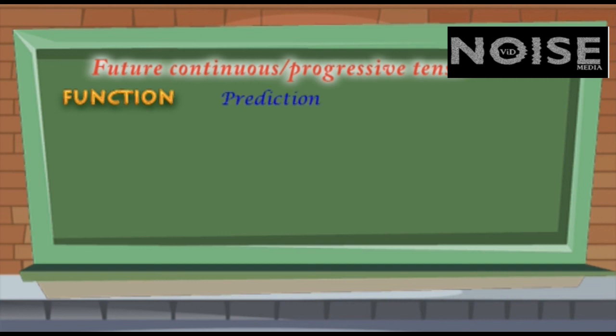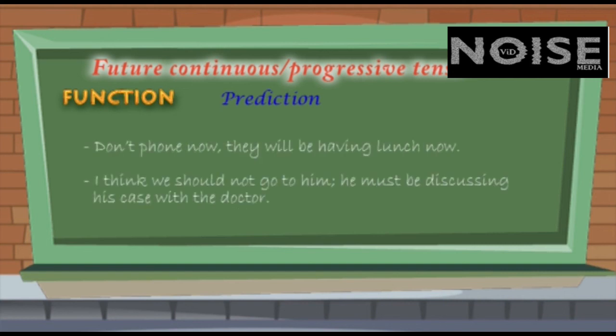This tense is also used to predict the present, to say what we think or guess is probably happening now. In daily life, we often say we guess what is going on somewhere, what a friend is doing or might be doing. Look at the example. Don't phone now, they will be having lunch now. Second example, I think we should not go to him. He must be discussing his case with the doctor.